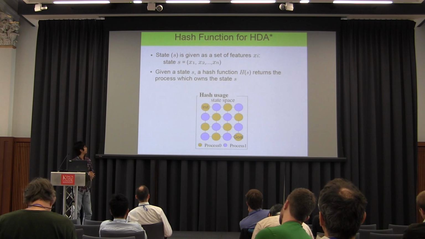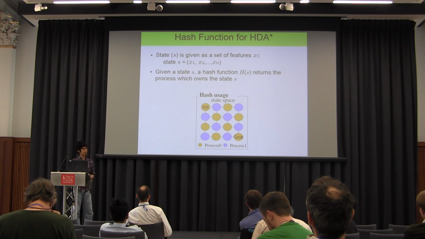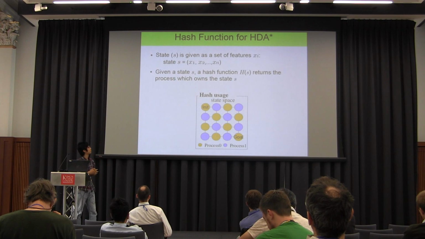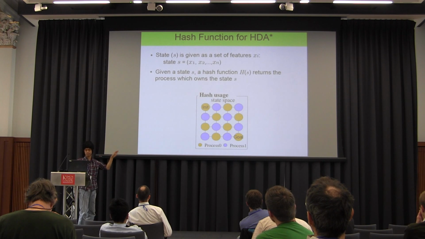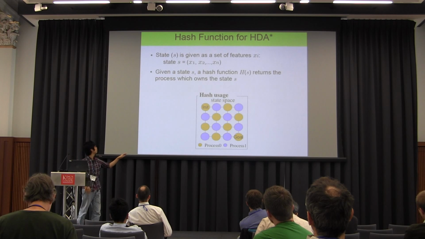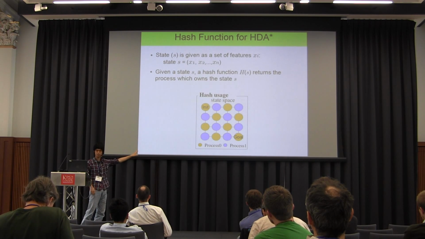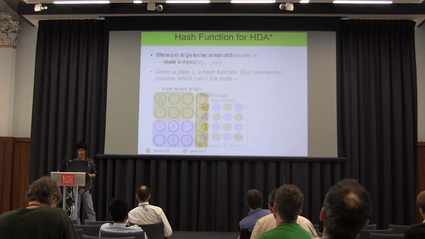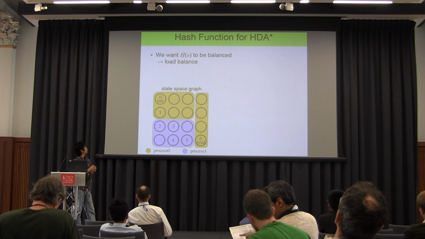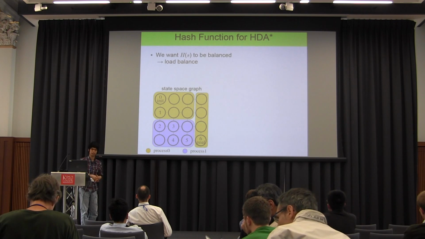First, I want to describe the properties of the hash function for use in HDA*. A state is given as a set of features or literals, x_i's, and given a state S, a hash function H(S) returns a process ID, which owns the state S. Given a state space, we will distribute the state space graph to each process. So we want to design H(S) to achieve the maximum performance for HDA*.